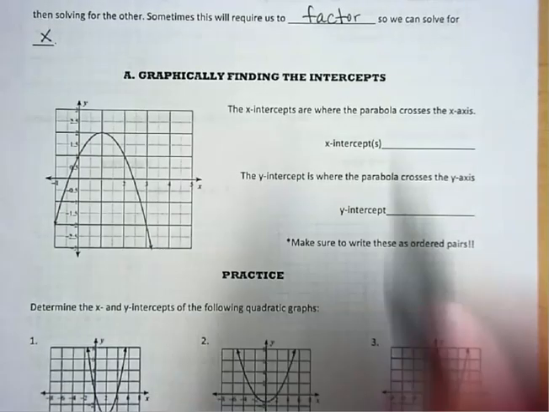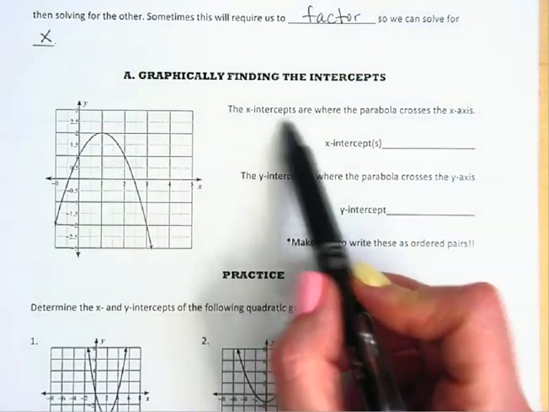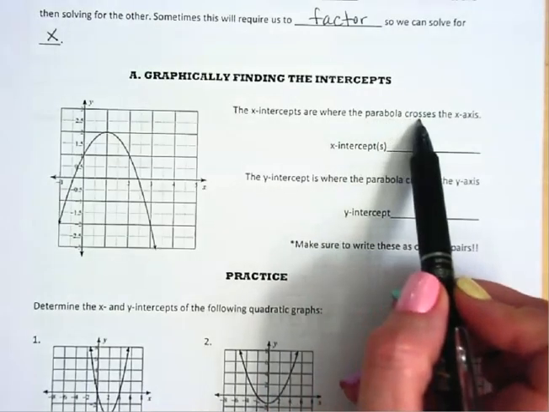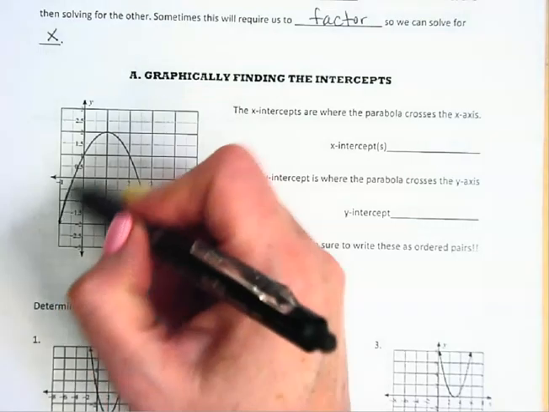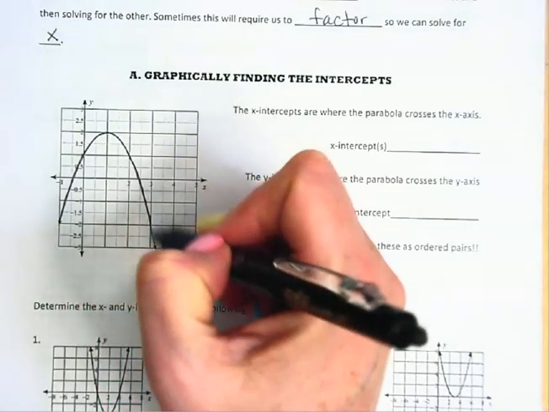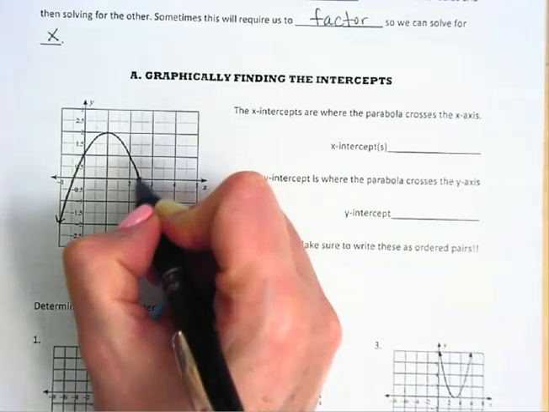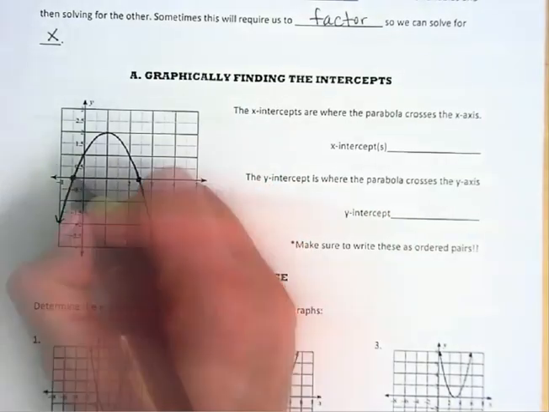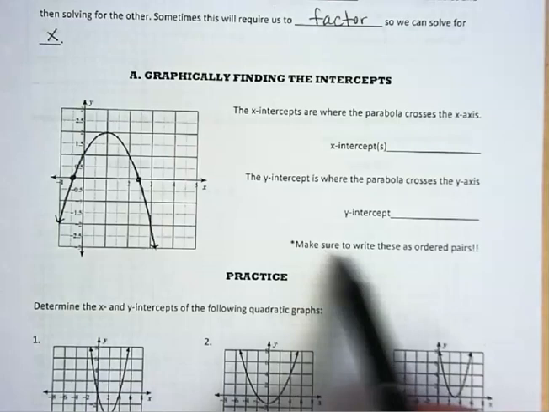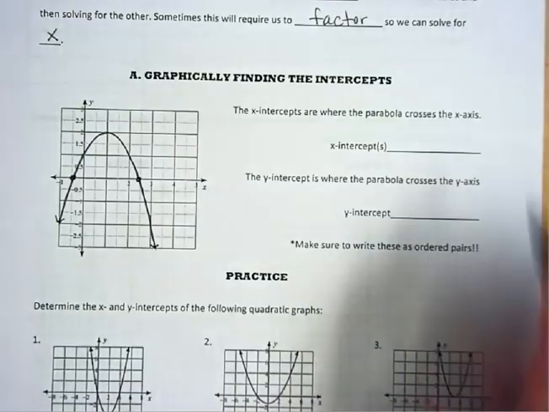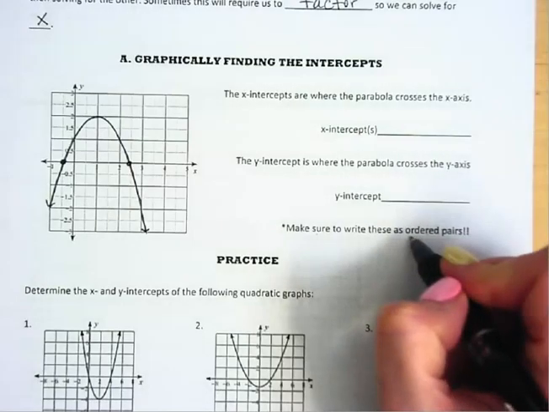So here's an example. The x-intercepts are where the parabola crosses the x-axis. So here's my parabola, and it crosses the x-axis in two places. And we want to write these as ordered pairs. Let's take a quick second and review ordered pairs.